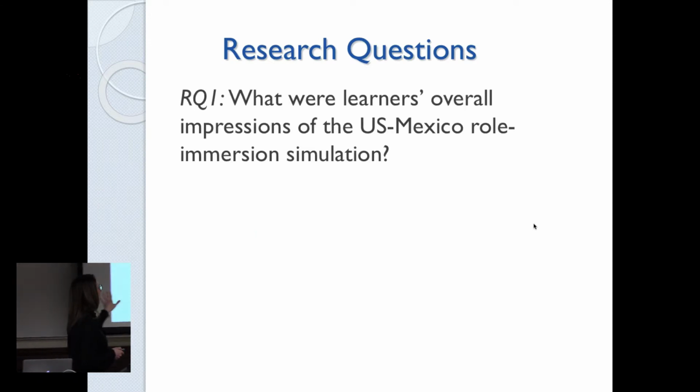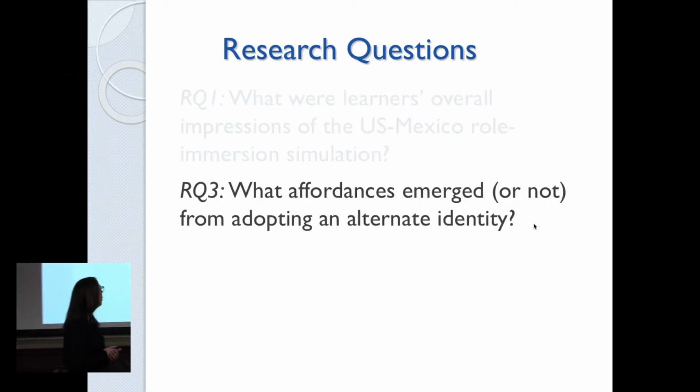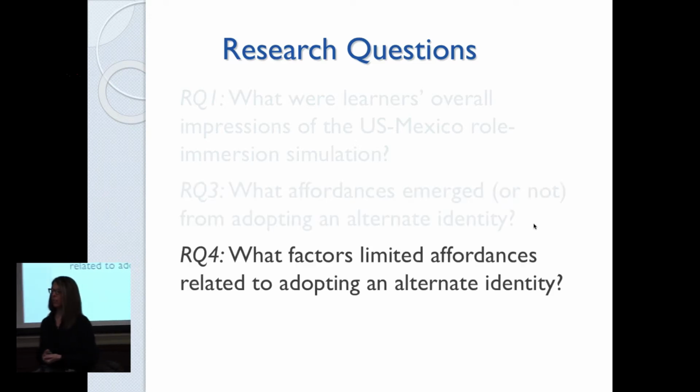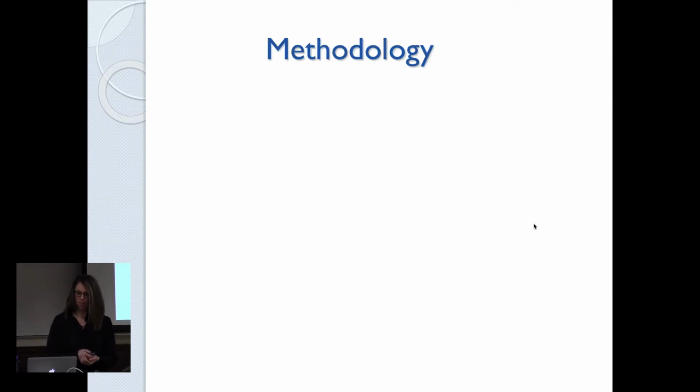So I want to just say the research questions. What were learners' overall impressions of the simulation? What affordances emerged or not from adopting an alternate identity? And then what factors limited affordances related to this? And we'll look at those in a minute.